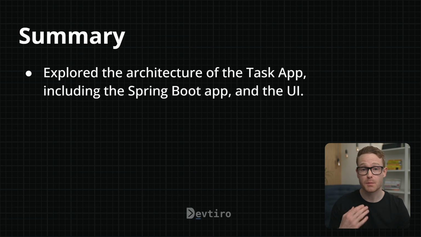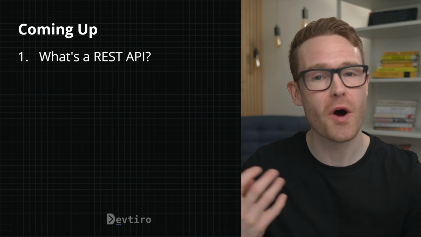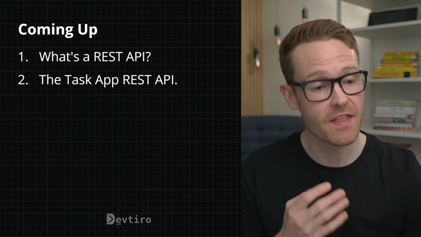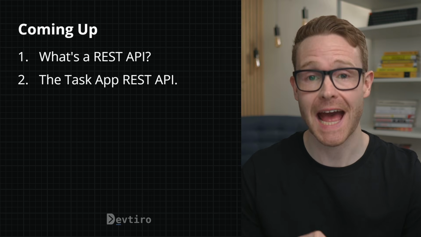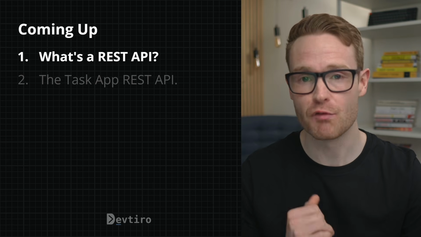So in summary, we've explored the architecture of the task app, including the Spring Boot app component and the user interface component. We've learned that our Spring Boot application is going to expose a REST API. But what is a REST API? So here's what we have coming up in this lesson. We're going to answer the question, what is a REST API? And then we're going to explore the task app's REST API. So let's get started and answer the question, what is a REST API?